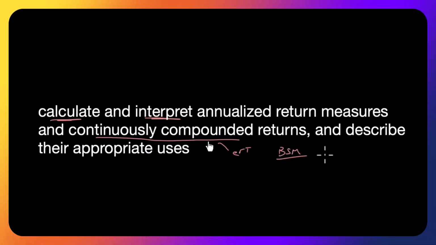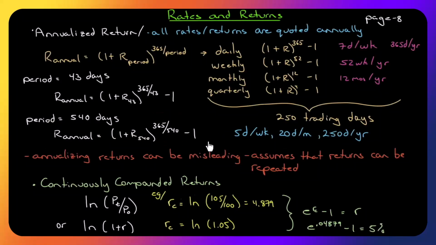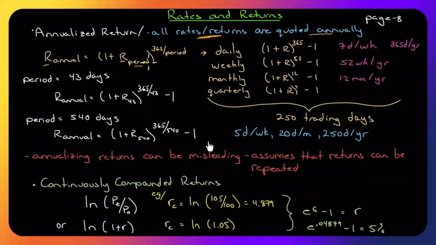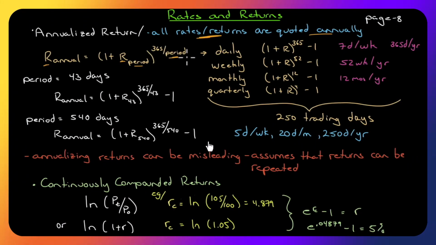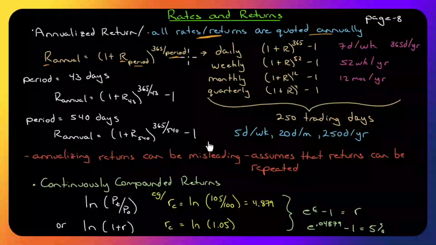Black Scholes, Merton. So pay attention to it now. Okay, this is pretty straightforward here. Remember what I said earlier, all rates or all returns are quoted annually. So how do we get an annual rate from a particular period? It is just 1 plus R, being the period rate, to the power of 365 over that particular period.